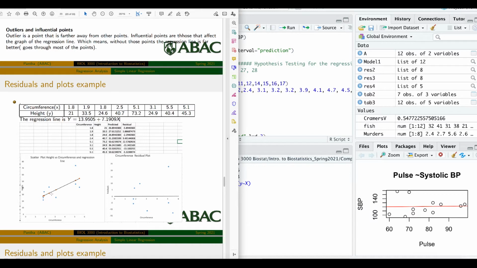Whenever you plot the real data in the scatter plot and you plot the line, this is what it looks like. But whenever you plot x values versus the residuals, this is what it looks like. So what you can say from here is, if the data points are scattered along this horizontal line, then you can say roughly that the data is linear.